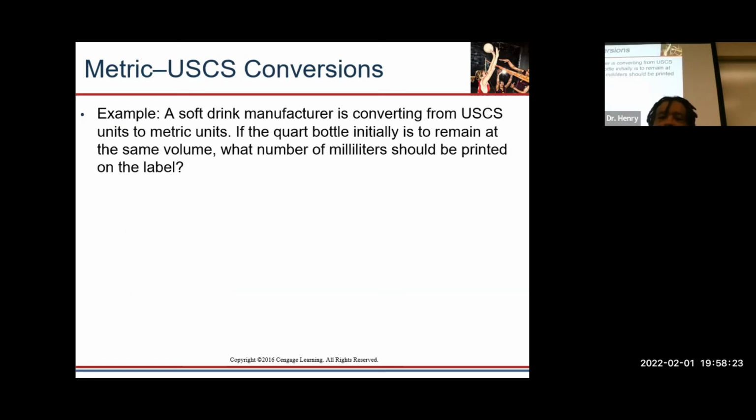So, using all that information, a soft drink manufacturer is converting from USCS units to metric units. If the quart bottle initially is to remain the same volume, what number of milliliters should be printed on the label? What's my given? 1 quart.